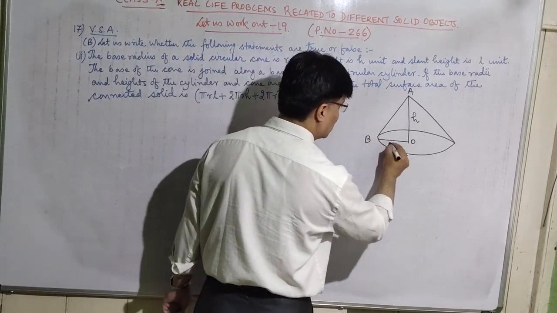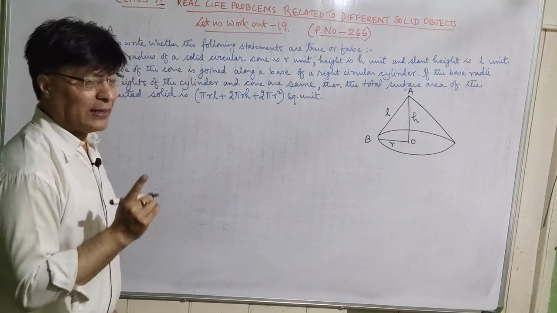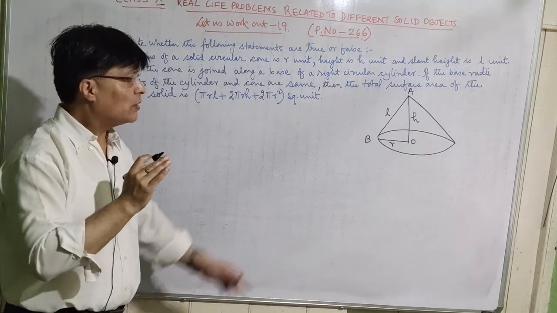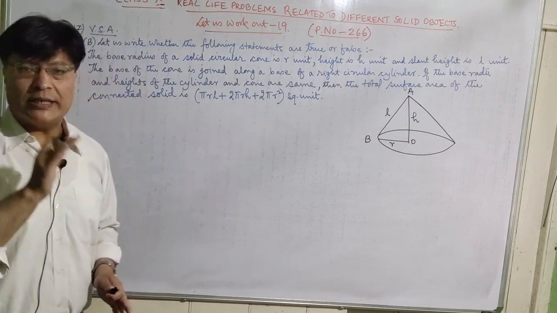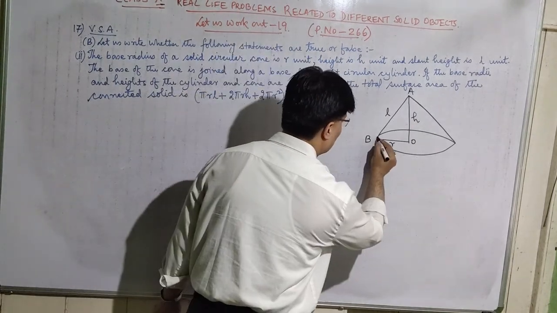What is the radius of the base of the cone? It is R. And what is the slant height? It is L. And now the base of the cone is joined with the base of the cylinder. That means the figure is like this.